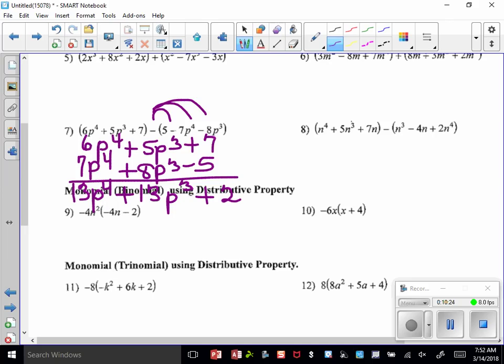Okay. So if I did ask you this question, like, what would be the degree of this polynomial? What would you say? 4 is the degree. What would be the name of the polynomial? Okay, a trinomial, because we have 3 terms. Very good. All right, so let's move on.